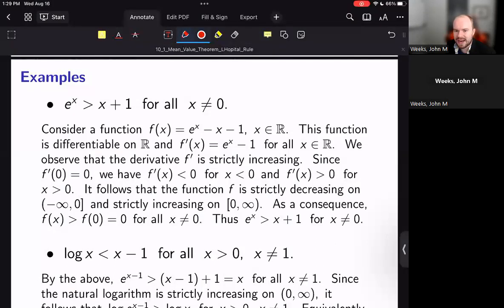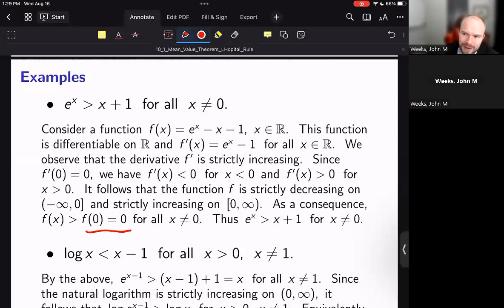First we could start trying to see where this function is equal. Let's start by taking the function f of x being the subtraction of these two things, e to the x minus x minus 1. Where is it that this function is equal to 0? Well, it equals 0 whenever x equals 0, right? So we note that f of 0 is equal to 0 here.